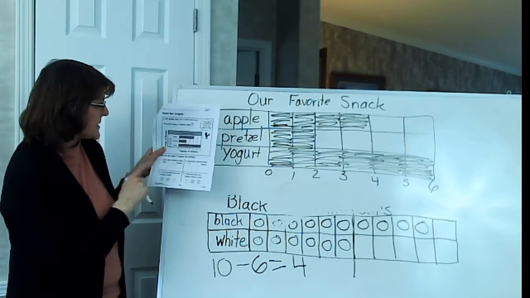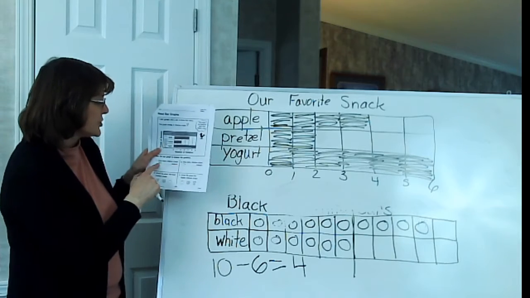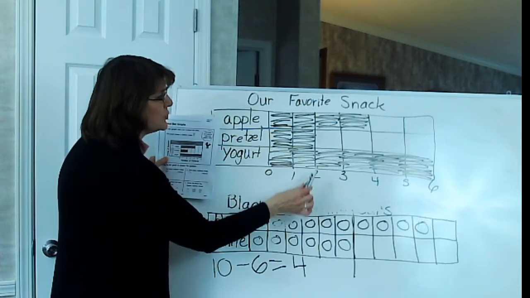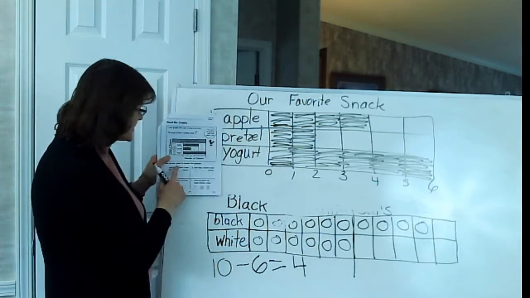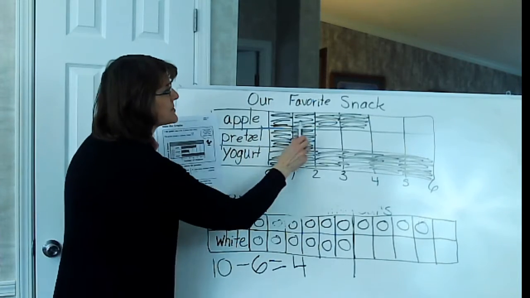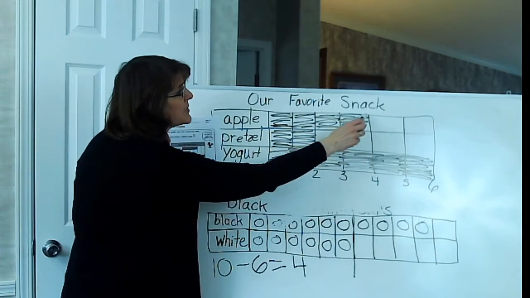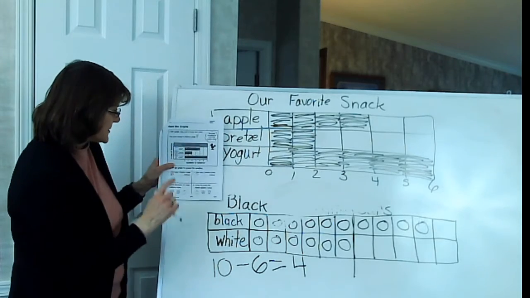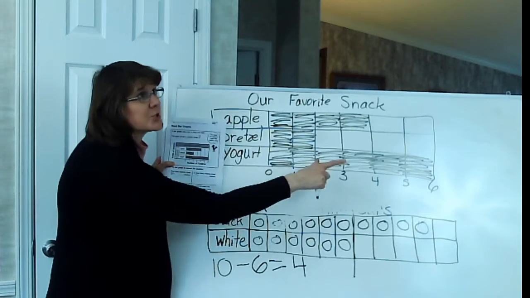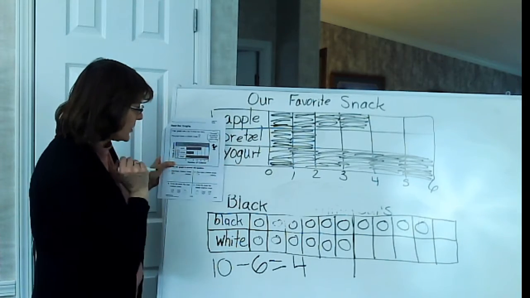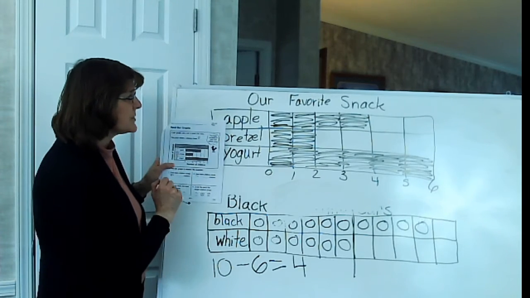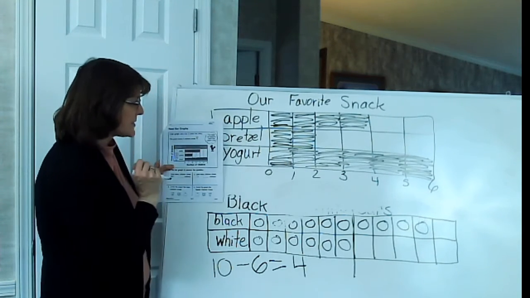Now we have some questions to answer. Number 1, how many children chose pretzels? Well, we just go across in the pretzel row, and we see there are 2 spaces colored in. So we would have 2 children there. How many children chose apples? We go across in the apple row and look at the number going down there, and there are 4 for apples. Number 3 says circle the snack the most children chose. Well, we look at which line had the most, and that would be yogurt. And then the last question, circle the snack the fewest children chose. And our shortest line was the pretzel line.